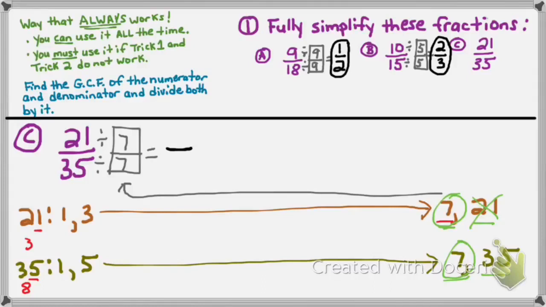Equals, in my fraction bar, 21 divided by 7 equals 3. 35 divided by 7 equals 5. So 21/35, fully simplified, equals 3/5.